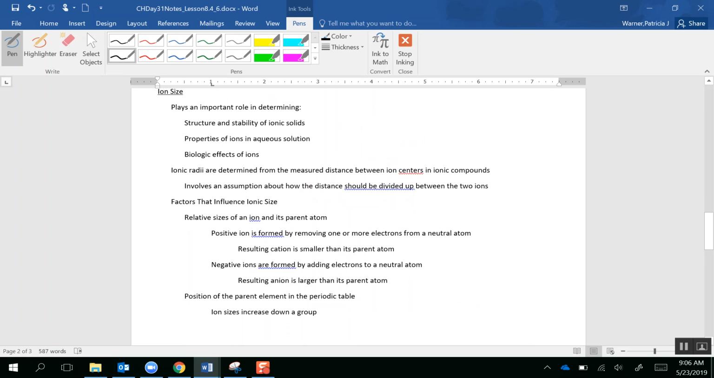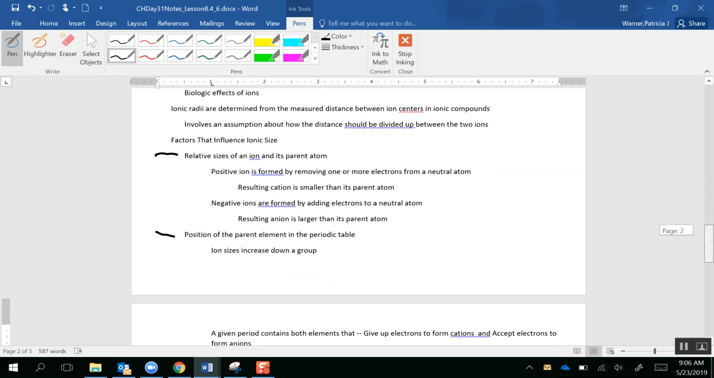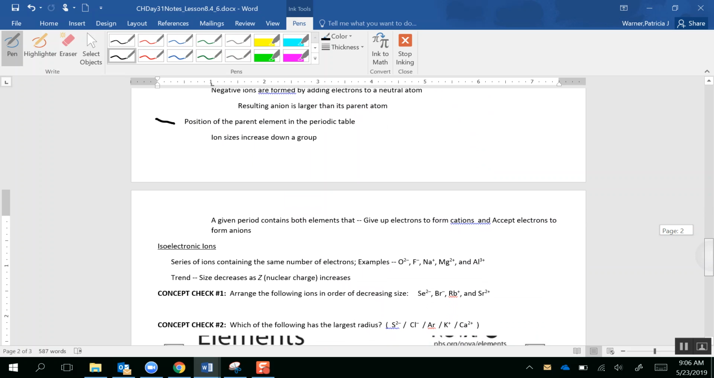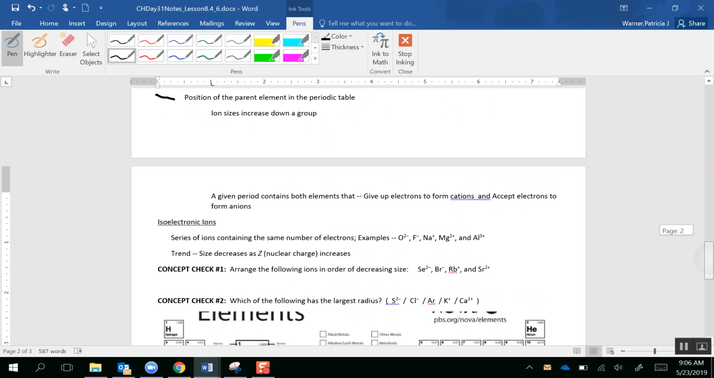In determining whether or not a compound is stable, another determining factor is ion size, and obviously ion size is going to predict how things pack in together. What influences ion size is the size of its parent atom and the position of the parent atom in the periodic table. Let's look at this, and I think it's best to look at this in terms of examples.